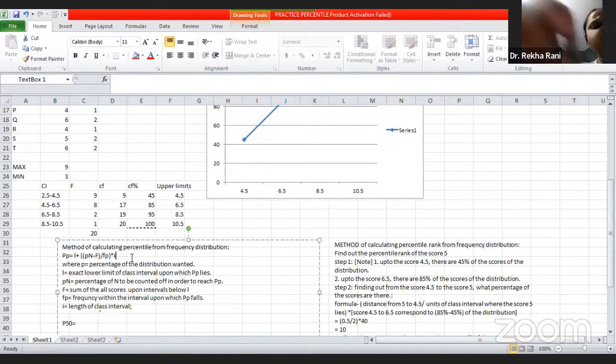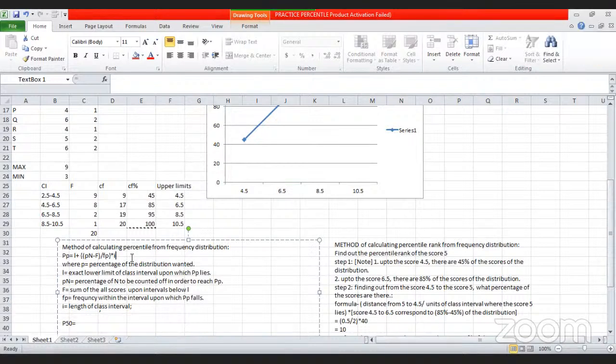Okay. The formula is Pp, that is the particular percentile, equal to l, small l, plus (Pn minus capital F) divided by Fp, into small i. So now we have to know what is the Pp, what is the l and Pn, and what is the notation of it. So P is equal to the percentage of the distribution wanted.